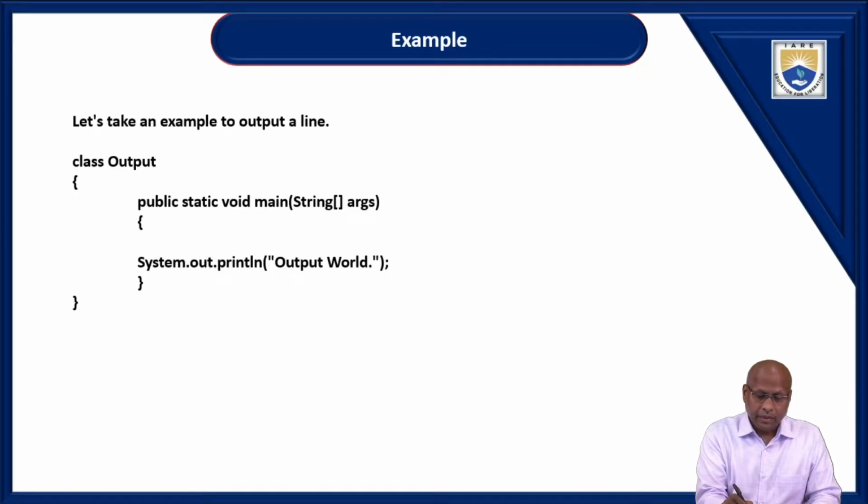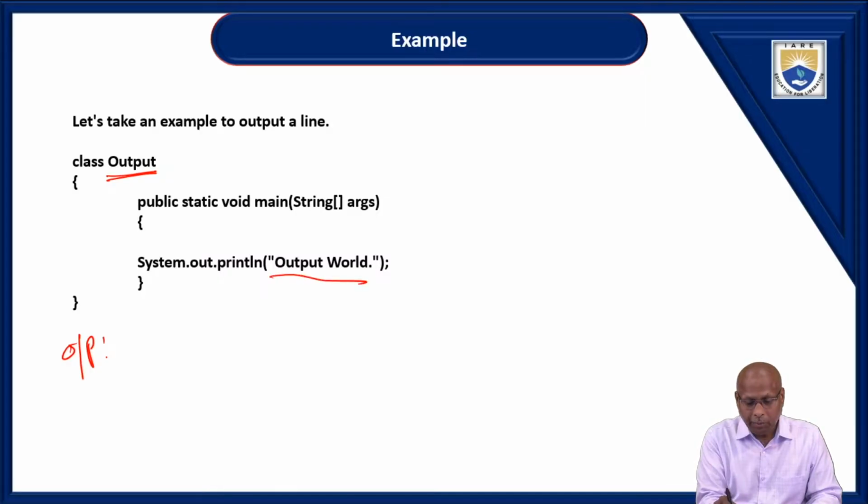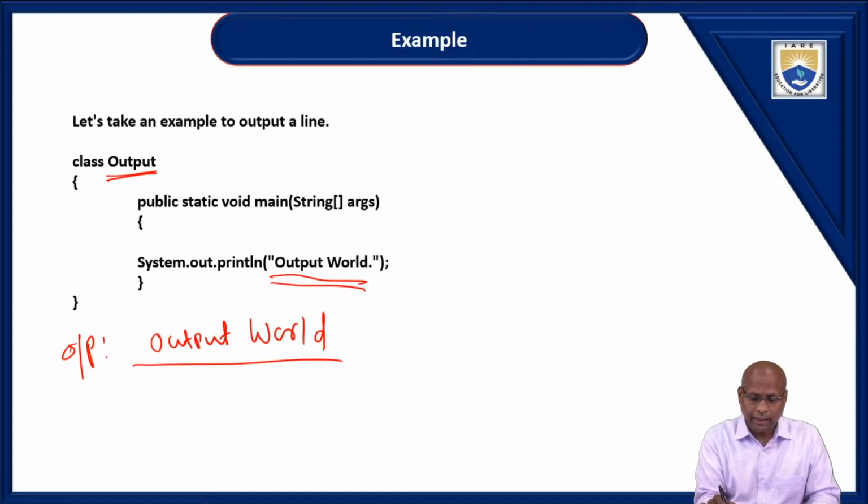Now let us see a small example of how you can use the println method. I write class Output, this is my own name, public static void main String args, System.out.println("output word"). If you run it, what will you get? Whatever statement you have written within double quotes, that string will be displayed. So the output will be output word. This is the required output. At the same time, it will introduce a new line. The control will come to the next line. That is the nature of println.